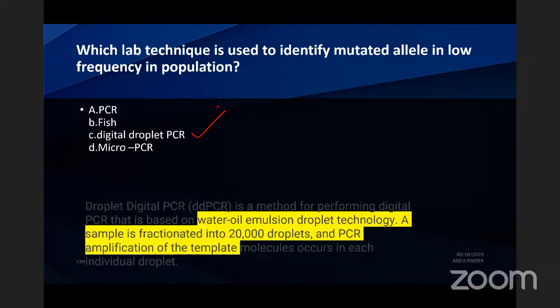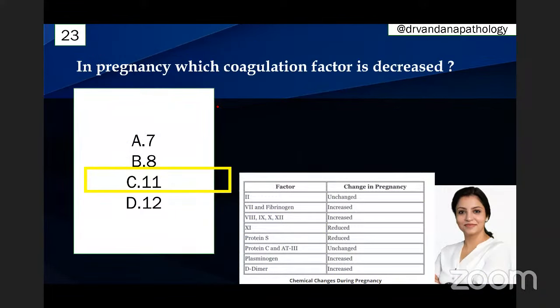Okay, so these are three techniques which should be very clear because we do them in the lab regularly. We do Sanger's, we do NGS, we do digital droplet PCRs, and you have to know about FISH also. So these are techniques which we do regularly, so we should know these. Okay, now look at this. Another question that they ask you is, in pregnancy, which coagulation factor is decreased?